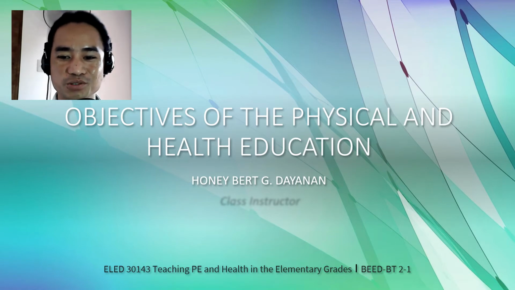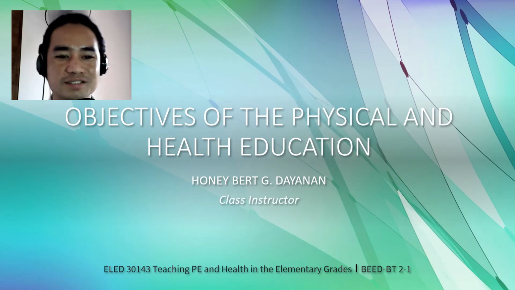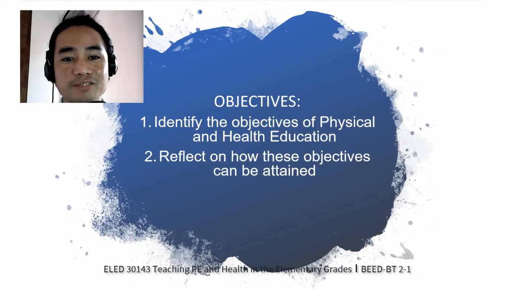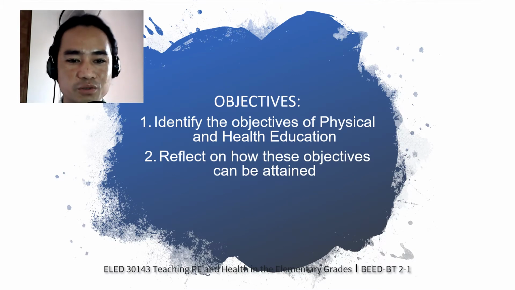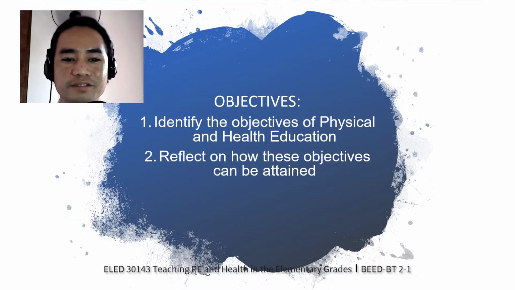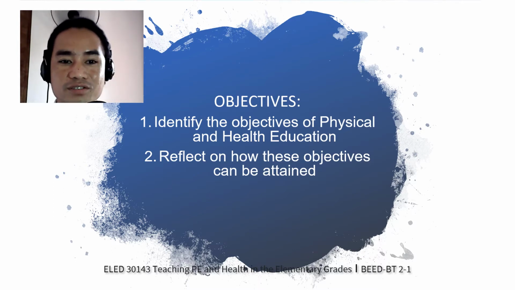The first module for this course is Objectives of the Physical and Health Education. This is actually divided into two lessons. For the objectives of this module, we'll be able to identify the objectives of physical and health education, and of course, reflect on how these objectives could be attained.